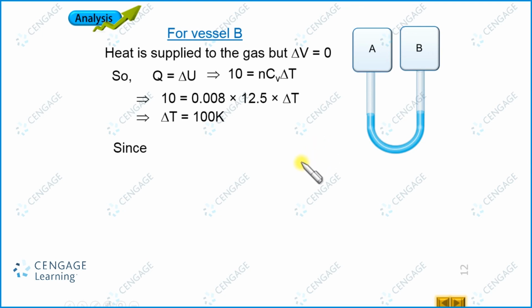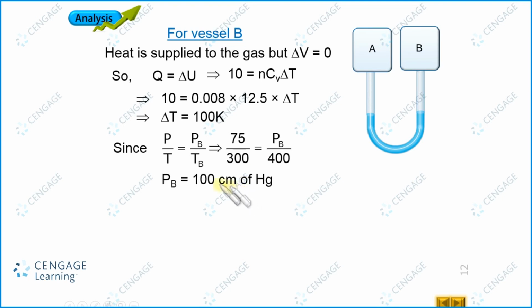Now we can again apply the isochoric condition, that is P divided by T equal to constant. So we can write P divided by T equal to PB divided by TB. Substituting, this is 75, this is 300, and TB is 300 plus 100 equal to 400. Now PB, from this relation, is 100 centimeter of mercury.